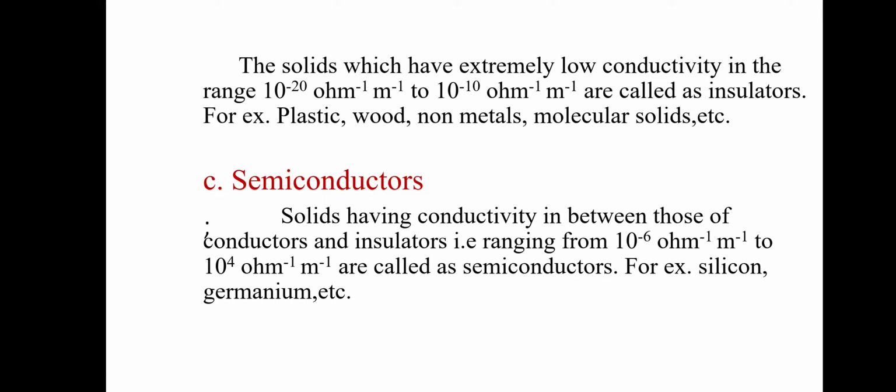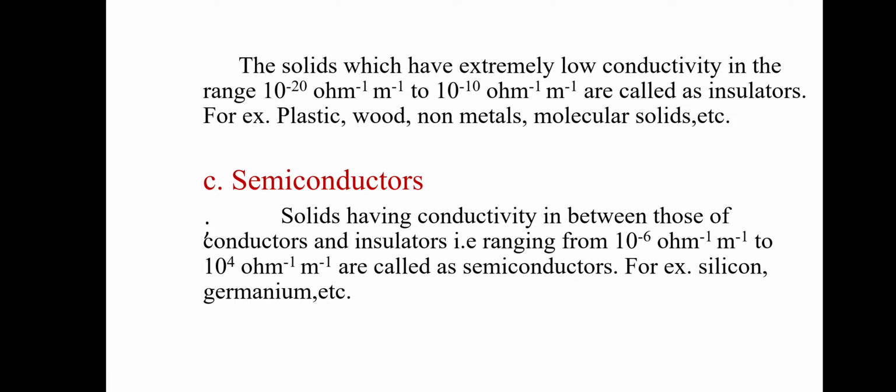Now, solids which have a low conductivity range, that is 10 to the power minus 20 per ohm per meter to 10 to the power minus 10 per ohm per meter, are called insulators. For example, plastic, wood, non-metals, and molecular solids are insulators.